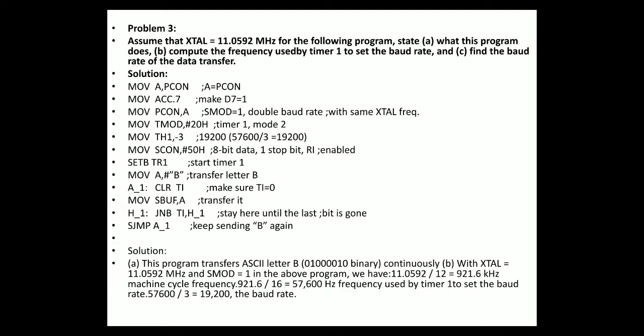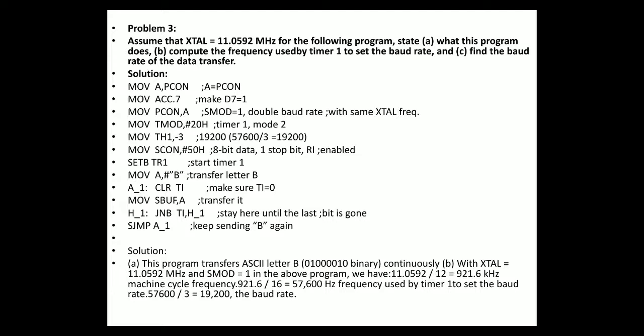Start the timer with SETB TR1. Then MOV A, #"B". It is the transfer of an ASCII character, not the B register. The ASCII character here is capital B. That is what my job is. I have moved it to the accumulator first. Then I have made sure that my TI is 0 by using the instruction CLR TI. Then I move that content from the accumulator to the SBUF register.